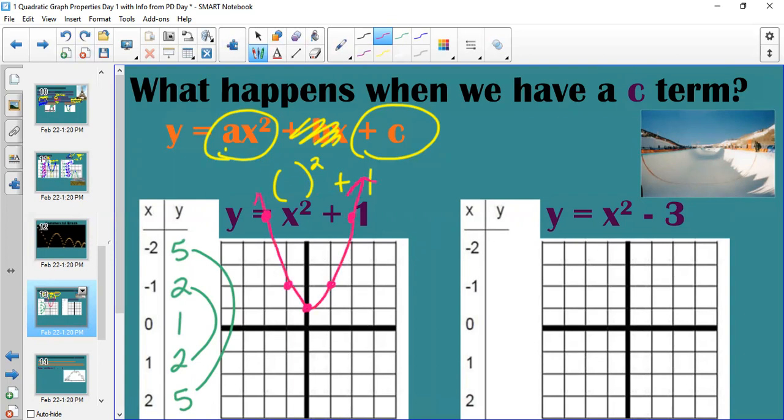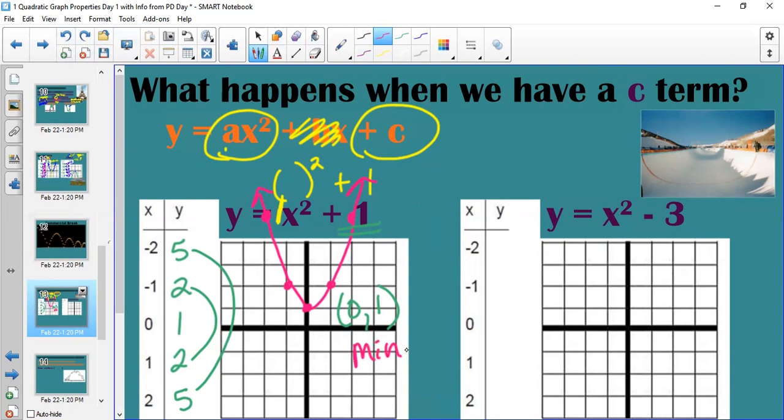All right, so let's talk about some of these things. Our A term was 1. It was positive, so our graph is a smiley graph. We have a vertex at... sorry, not 0, 0. Our vertex is no longer at 0, 0 because of that +1. It shifted our graph up 1, and so our vertex is 0, 1. It is the lowest point on the graph, so it is a minimum.